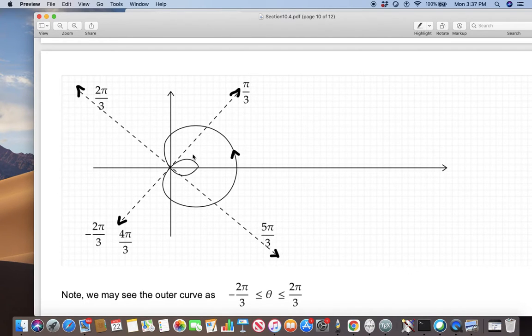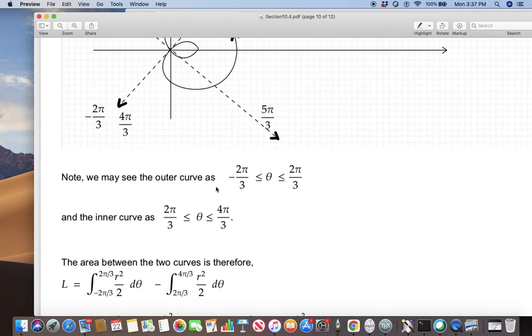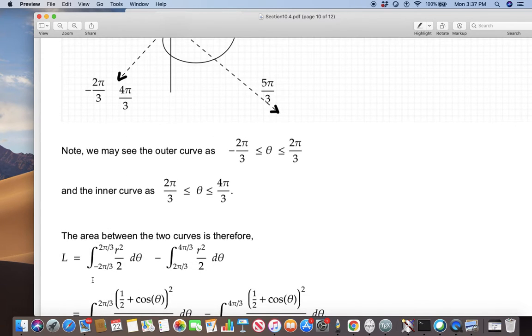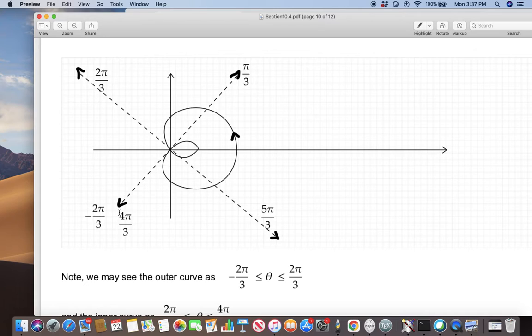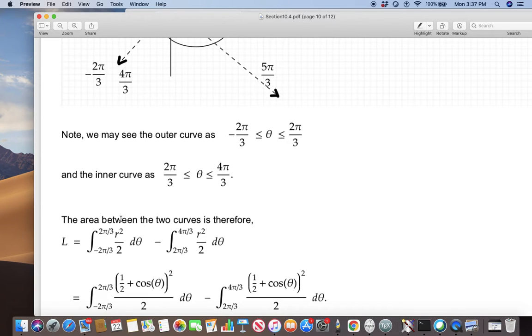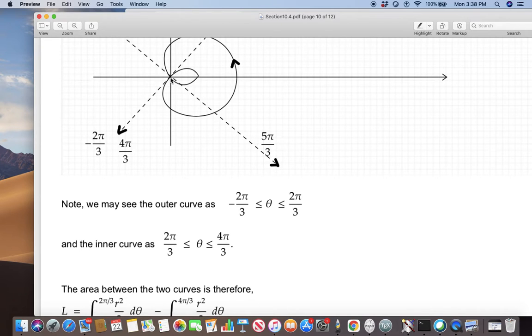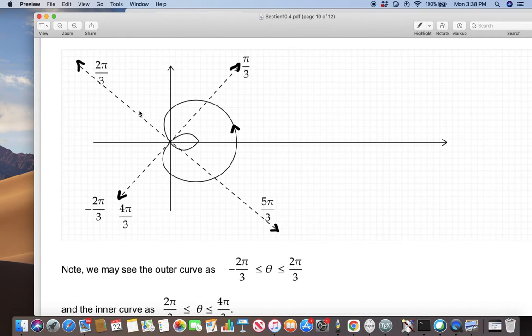So the area between these two curves is given by, first, the outer curve, negative 2 pi over 3 to positive 2 pi over 3. Instead of 4 pi over 3, which is greater than 2 pi over 3, I'm taking an analogous angle, negative 2 pi over 3. So that's the outer curve's area. I'm taking away the area within the smaller curve. This corresponds to angle 2 pi over 3 until angle 4 pi over 3.